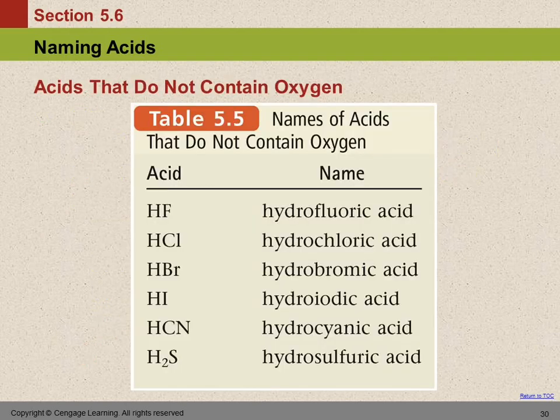So there are actually not that many of these acids that do not contain oxygen. And some books call them binary acids. The only bad thing about calling them binary acids is that hydrocyanic acid is really not a binary acid because there's 3 elements in it. Some books call them binary acids, and most of them are 2 elements, but the hydrocyanic acid doesn't fit in that pattern.